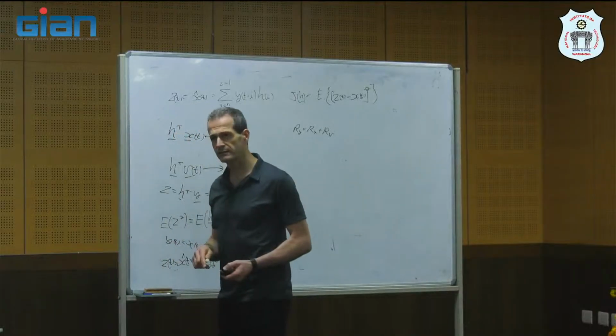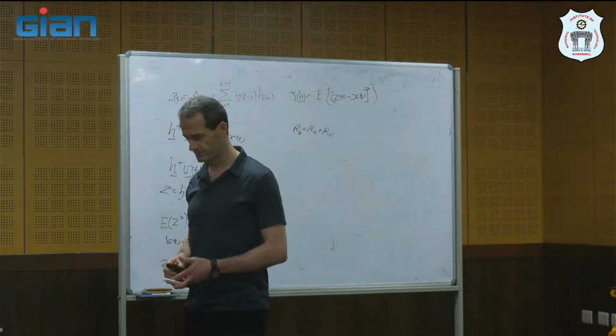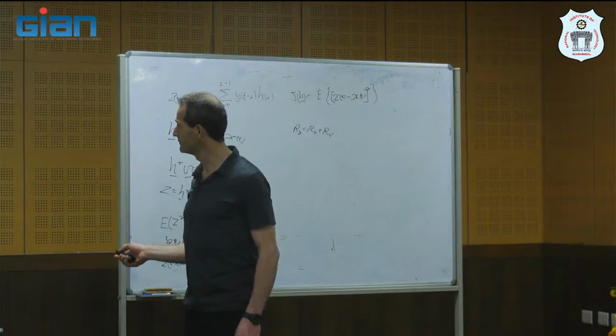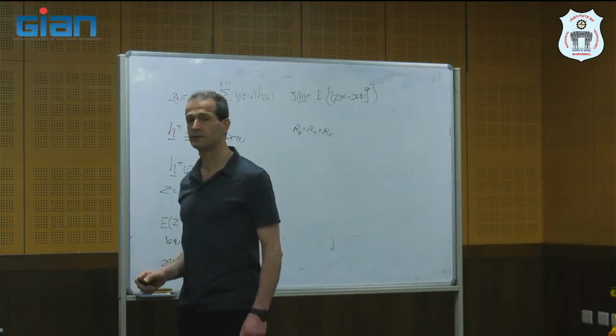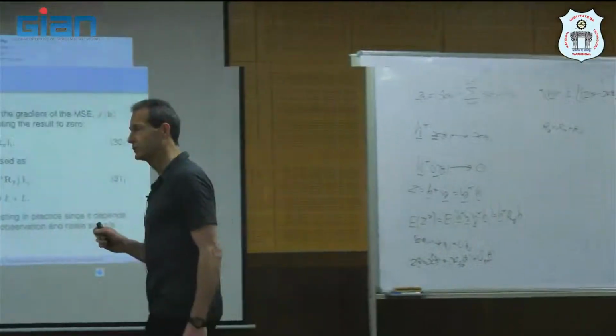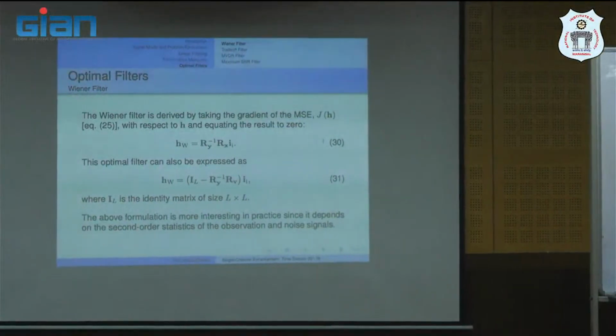So my question is, suppose that I implement the Wiener filter and I find it from here or I find it from here. Will it be the same solution? So what do you think?